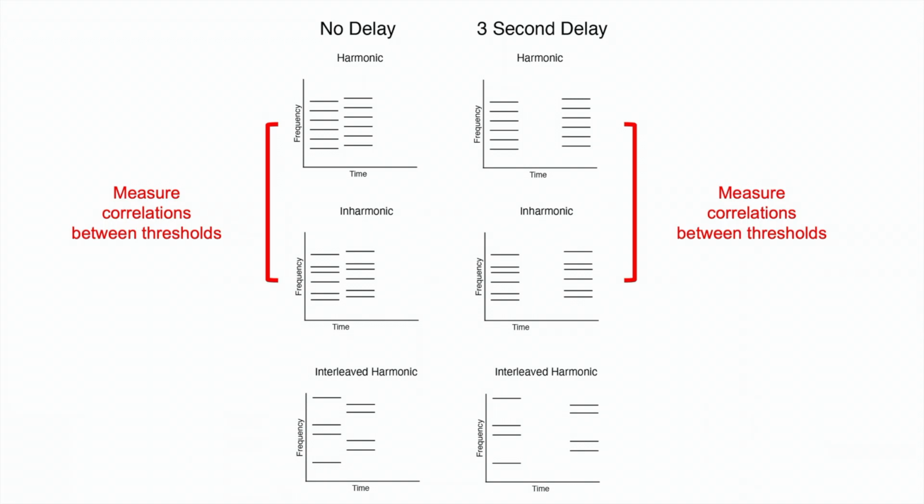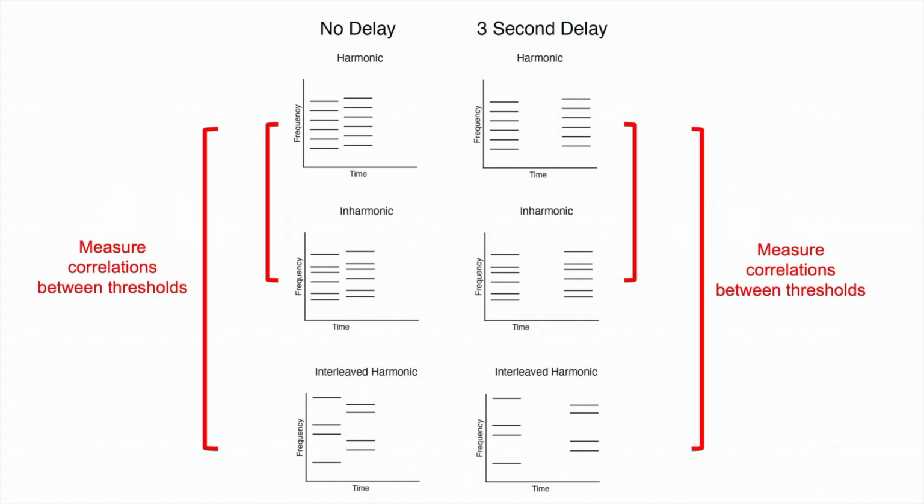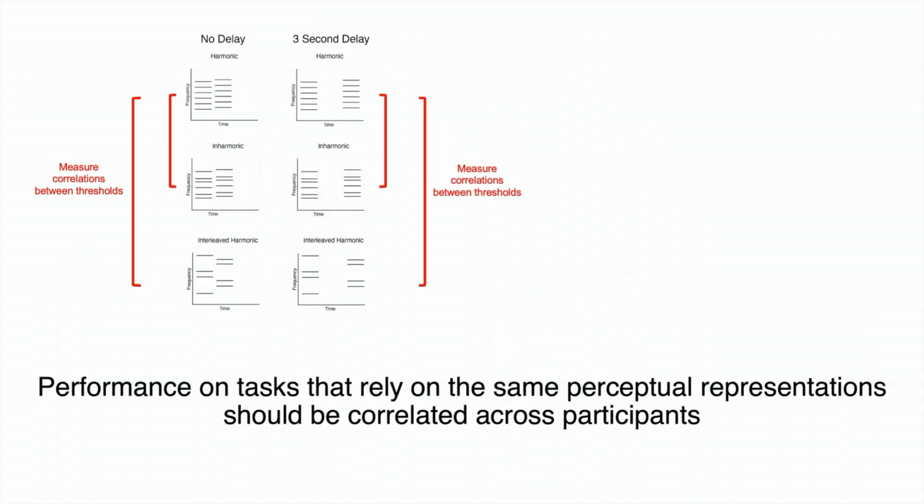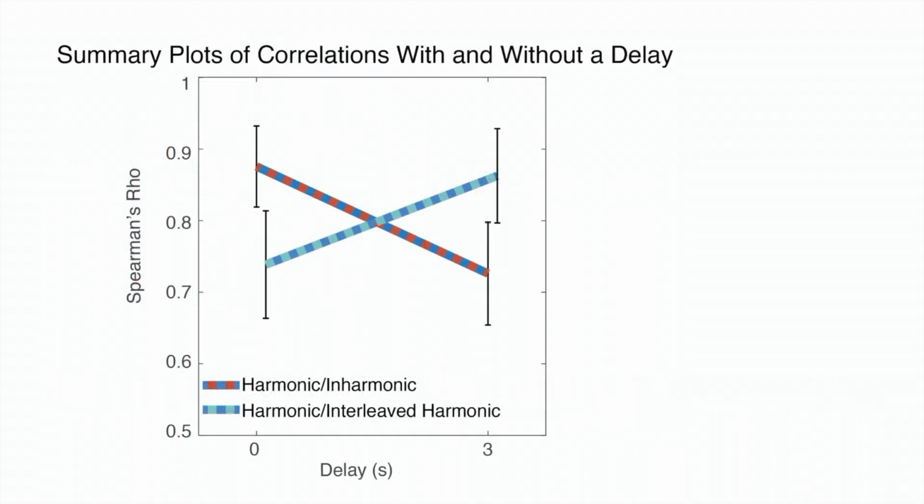In our final experiment, we measured pitch discrimination thresholds for harmonic, inharmonic, and interleaved harmonic tones, both with and without a delay. We measured correlations across participants' performance on these different conditions. Our expectation was that performance on tasks that rely on the same perceptual representations should be correlated across participants. We found that performance on harmonic and inharmonic conditions without a delay was highly correlated across participants, but with a delay this correlation was substantially lower.